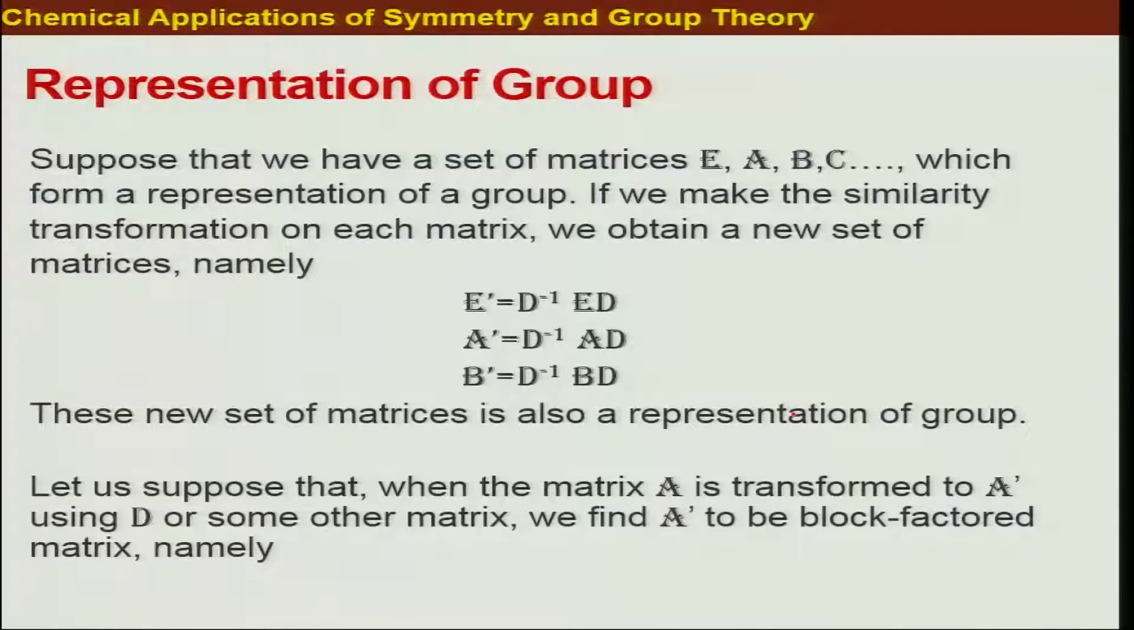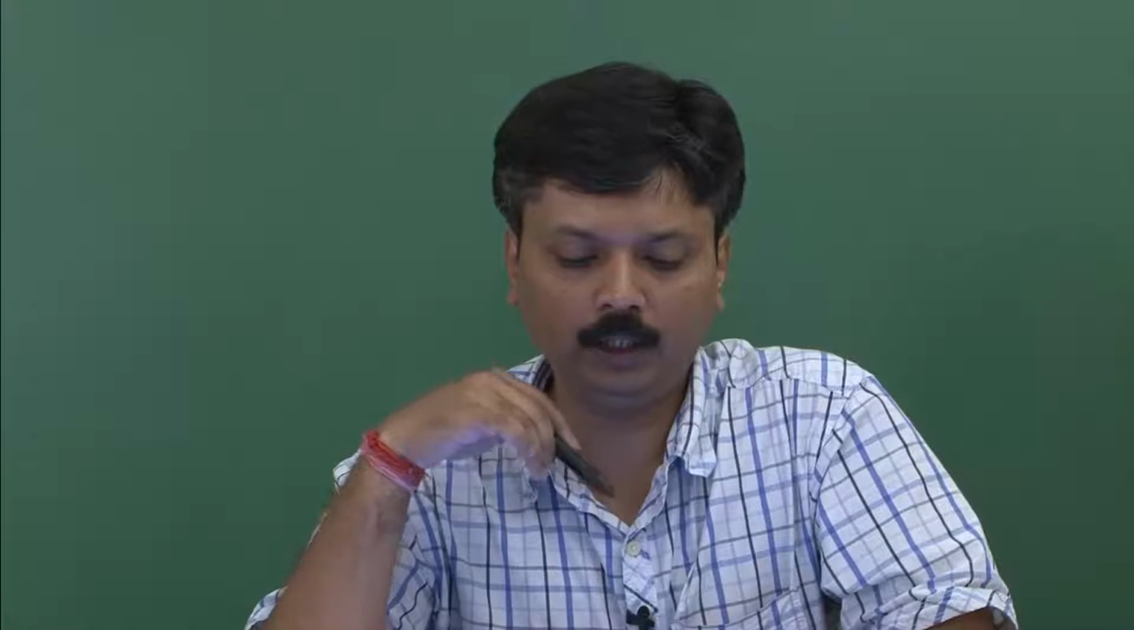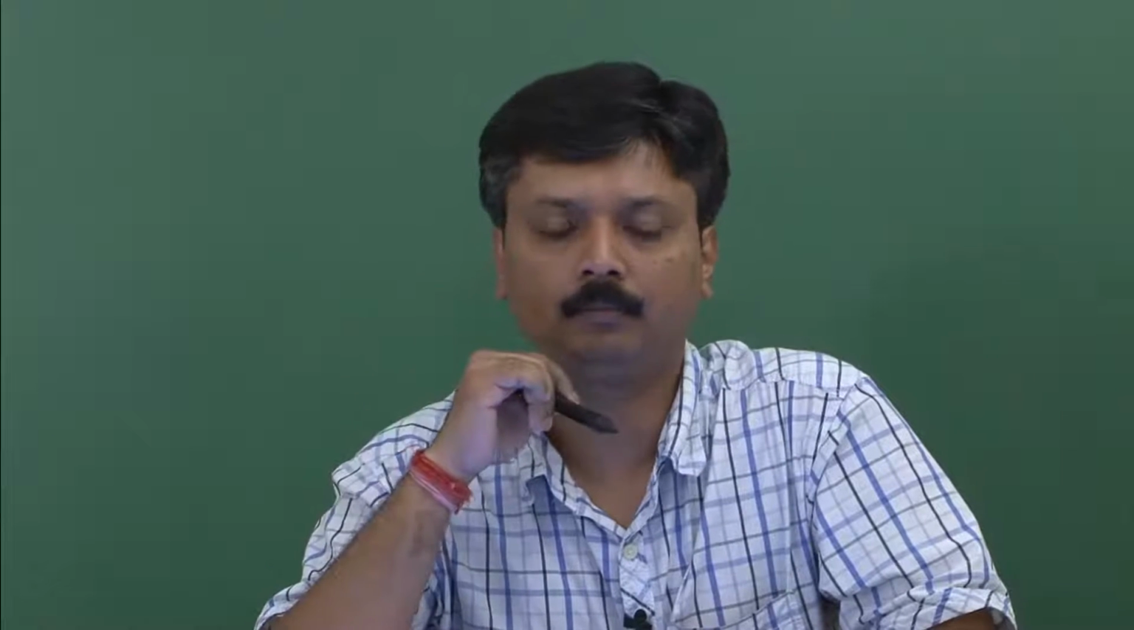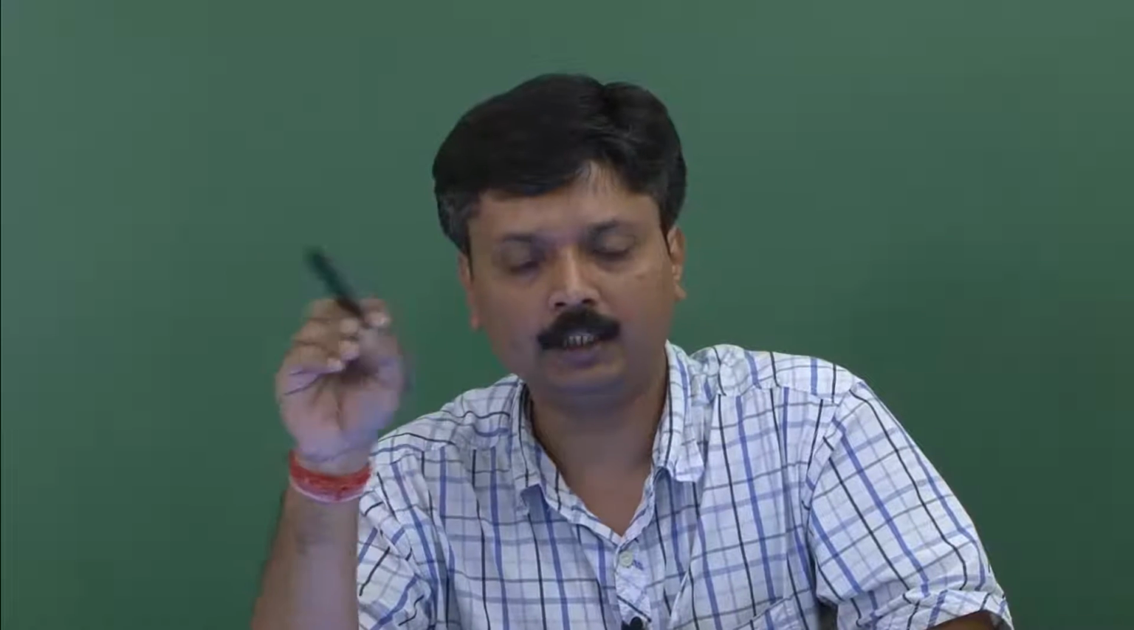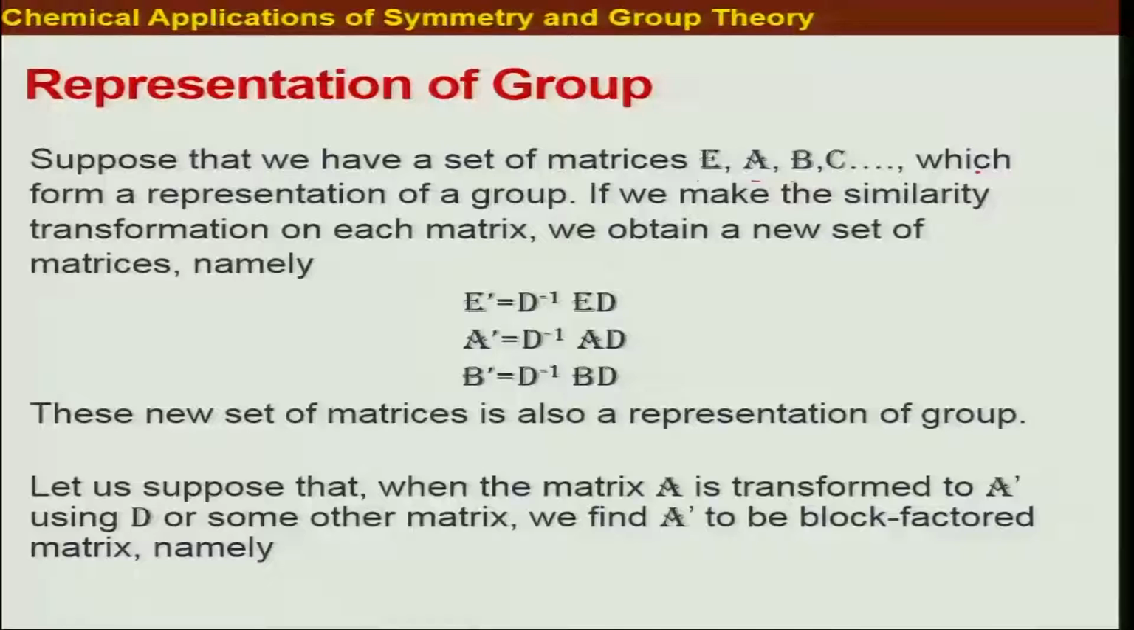So suppose we have a group and we have its matrix representations, and the matrices are like E, A, B, C and so on. Okay, and that represents a group. Now if I do a similarity transformation on each of these matrices, we can find any matrix within the group which we will use for the similarity transformation. So that is what is shown here.